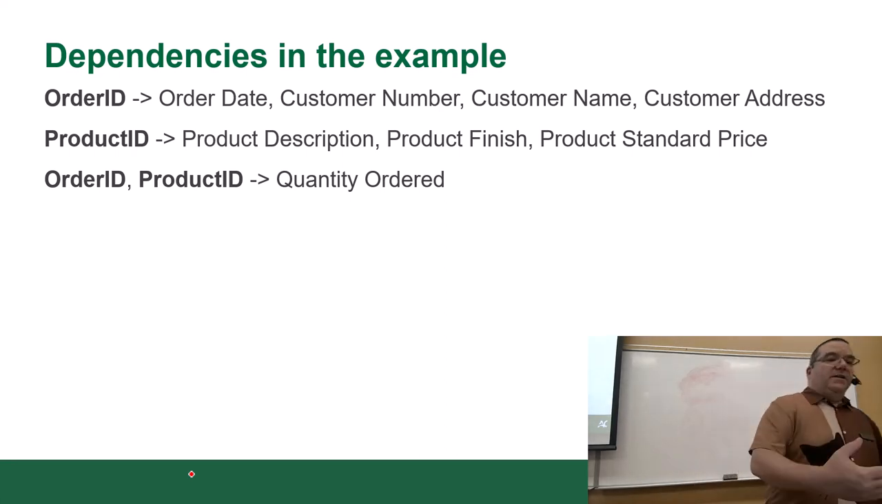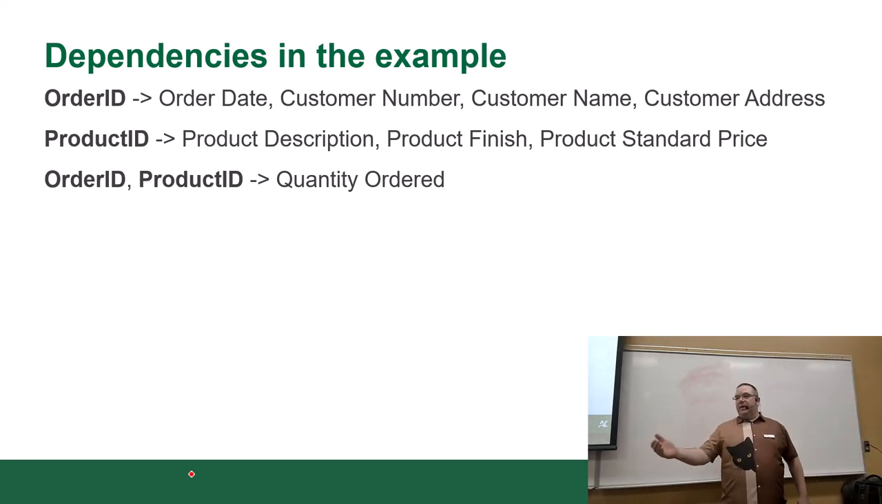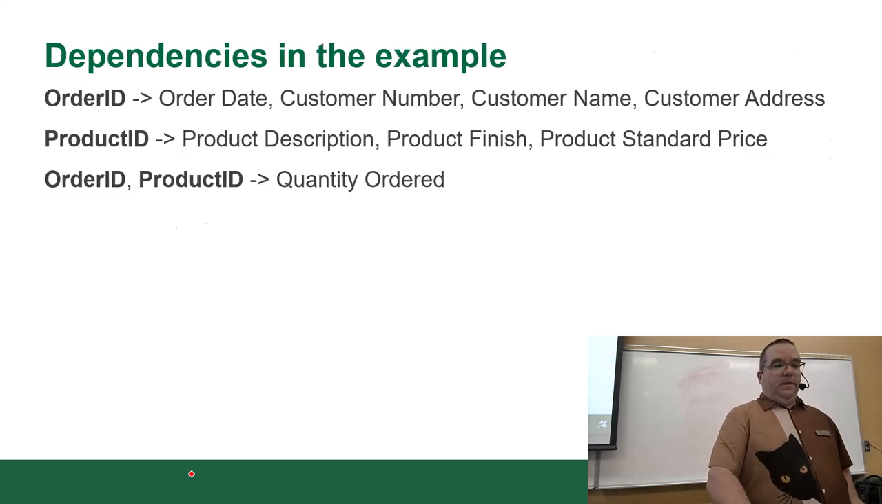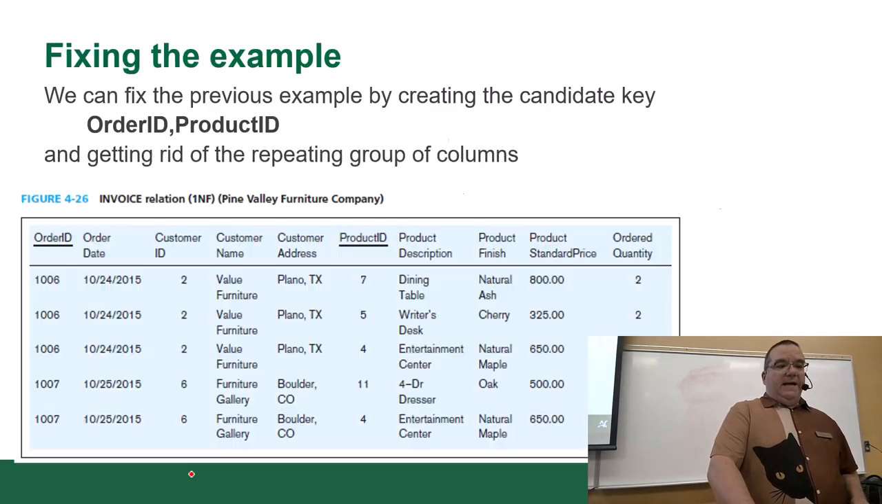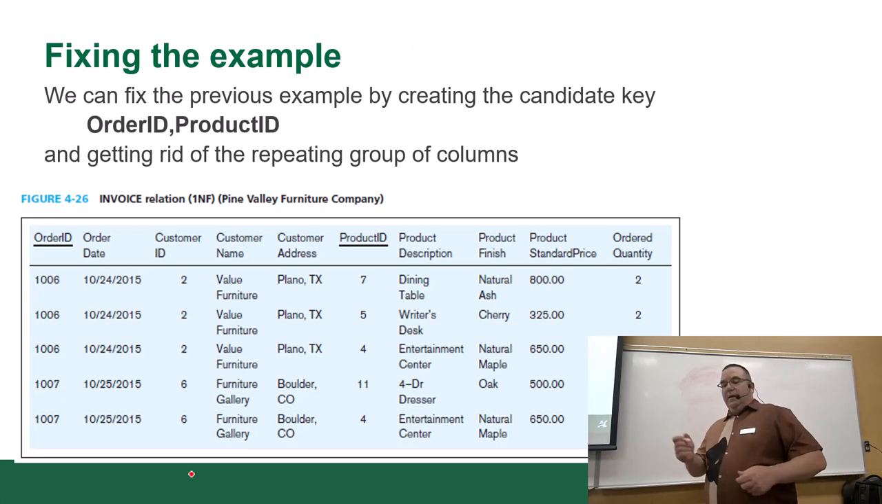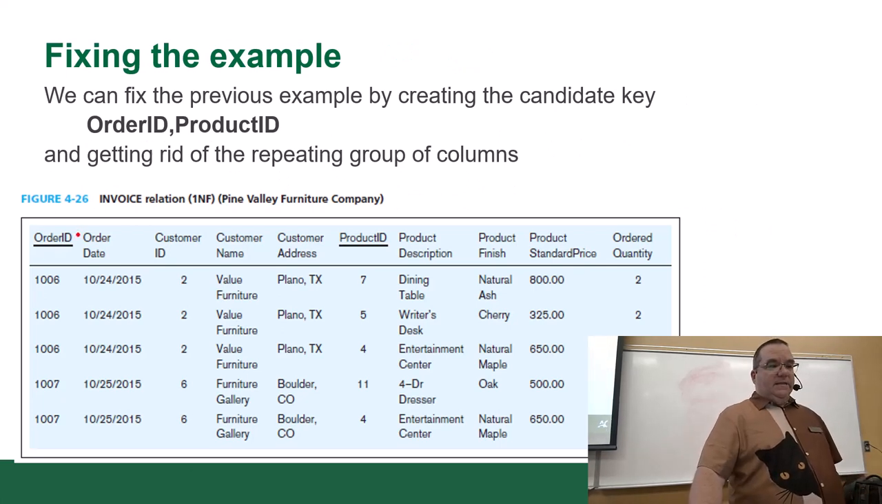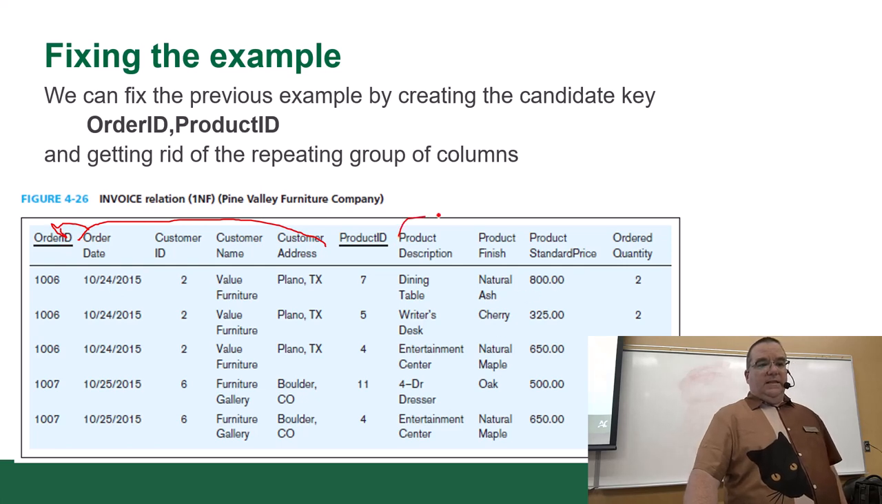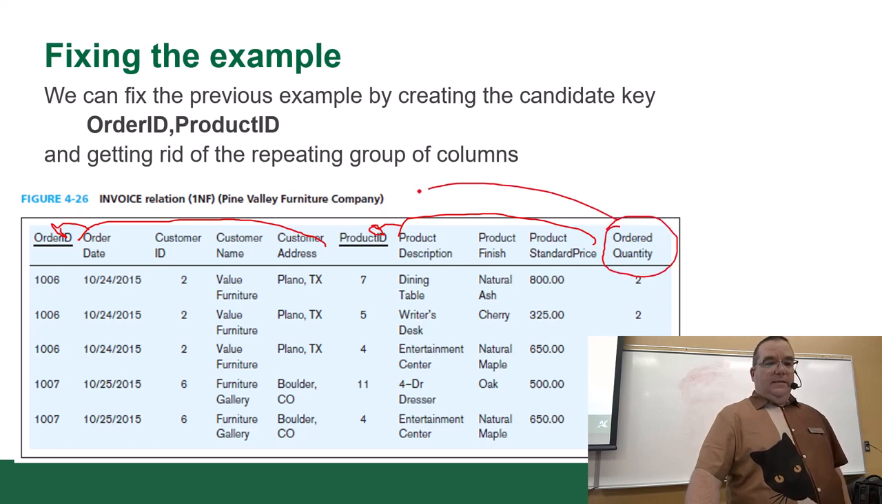Product ID determines the description, the finish, and the standard price. And quantity ordered is determined by order ID and product ID. So we have some partial dependencies in here. So if I go back to here, what they're saying is this set is determined by the order ID. This set is determined by the product ID. And this fella here is determined by the entire primary key.